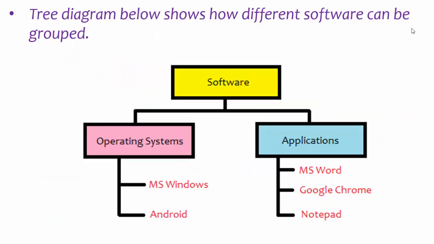And here I have a tree diagram which is showing how we can categorize software. Software is a broad term and it can be split into operating systems and applications. And examples of operating systems are Windows and Android. Examples of applications are MS Word, Google Chrome, Notepad, Excel, and many others.